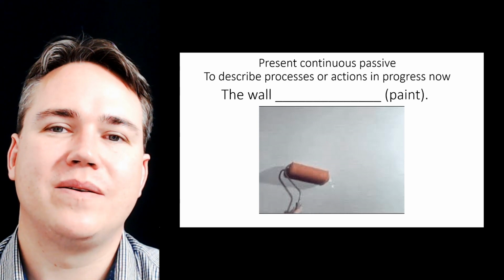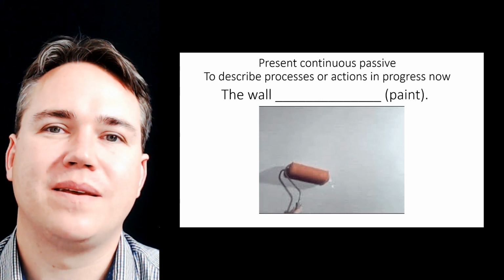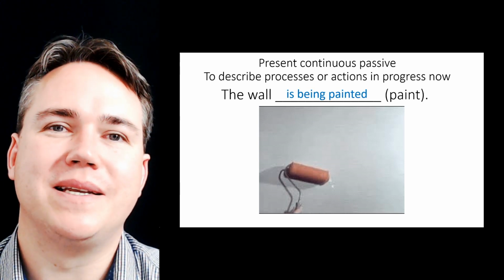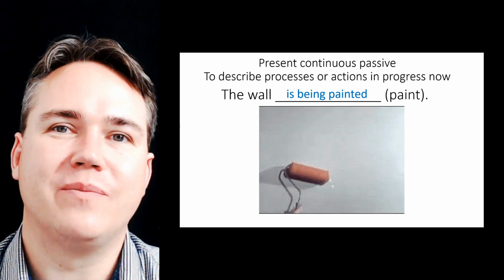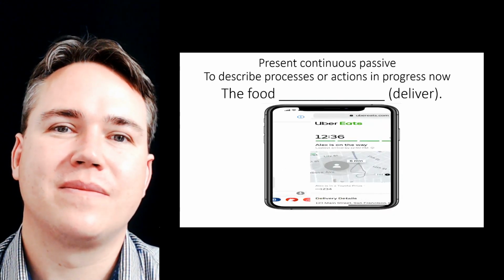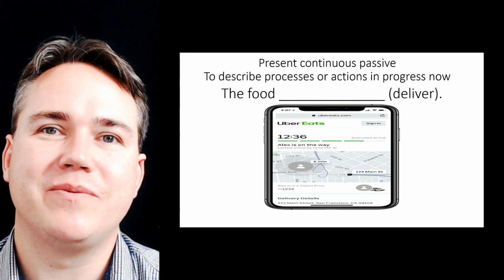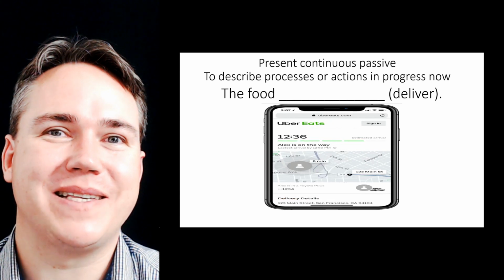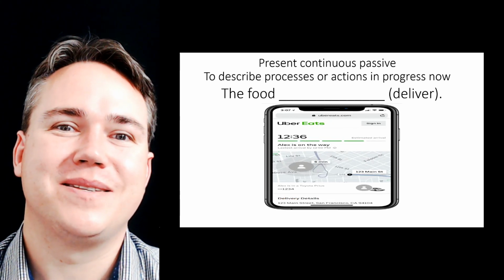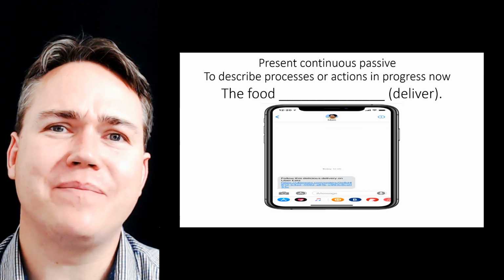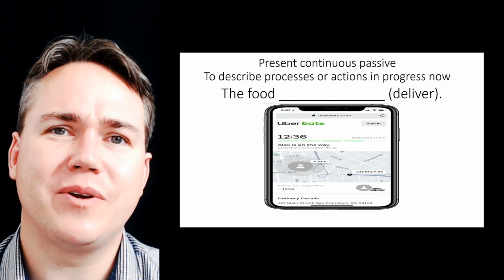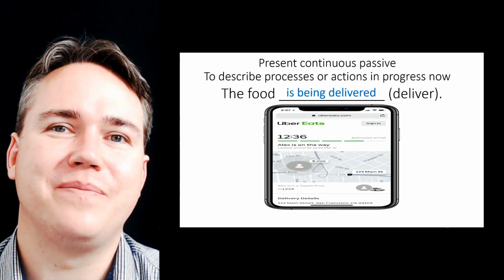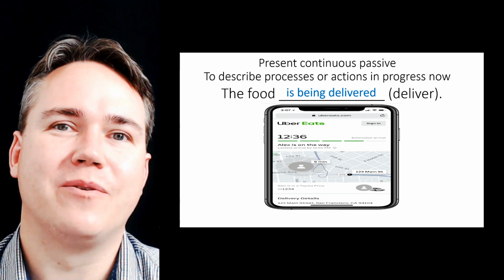What about here? What's happening to the wall? That's right. The wall is being painted. And hopefully they'll be finished soon. Now this one should be familiar to you because we've been through 2 lockdowns here in Sydney, and I'm sure a lot of you started using this app. So you're getting very hungry, it's dinner time, people are starting to complain, you look at your phone and you see the food is being delivered, and hopefully it'll arrive soon.